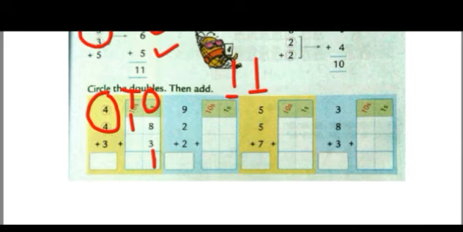Now, next step says add the tens. But there is only 1 in the tens column. So that 1 will come down. It will be written in the tens column. So the answer becomes 11. So it will be written here also. Okay. The same. So this is the way how you add. Circle the doubles first and then add.